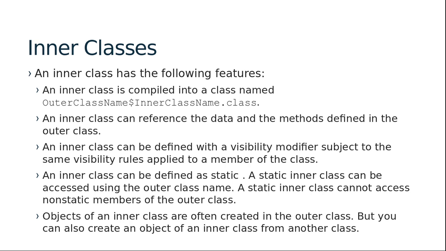Now inner classes have a few features also. Whenever you compile your code, the inner class compilation will be named based on the outer class, then $, and then the inner class name. Dot class extension will be the compiled file, and so on. These are the features you may read. We will upload this presentation slide on your e-content today, so you can read this thoroughly.